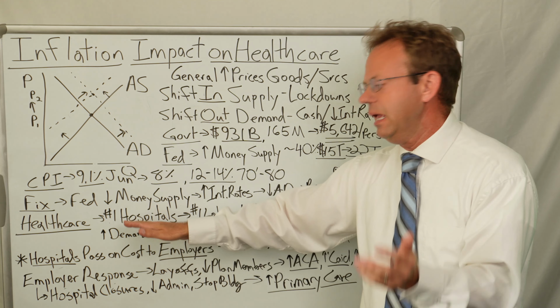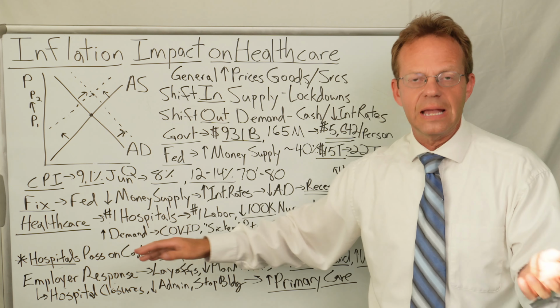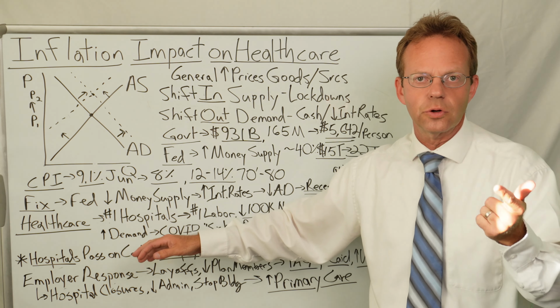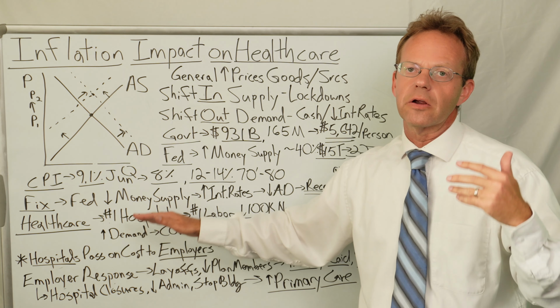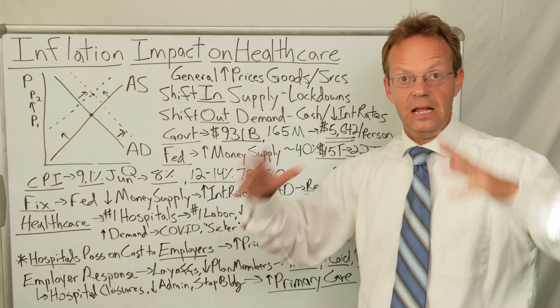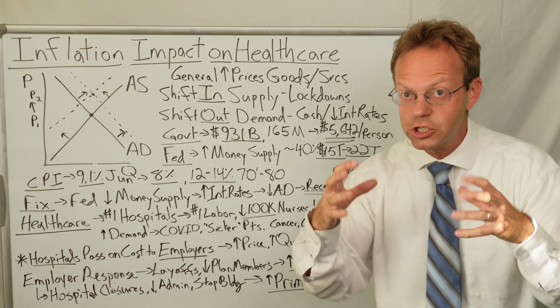So, what is the number one healthcare expense in America? By far and away, it is hospital costs, okay? It's not doctors, it's not pharmaceuticals, it's not anything else. By far and away, over $1 trillion a year is spent on hospital care. That is the biggest chunk. It's not the only chunk, but it's the biggest chunk.